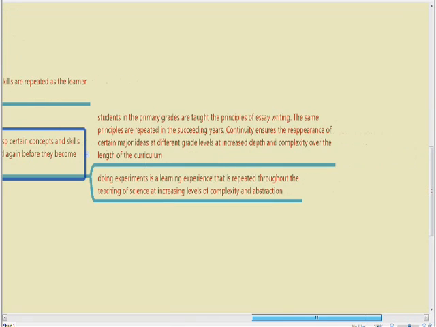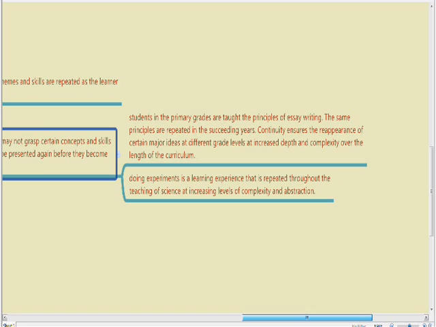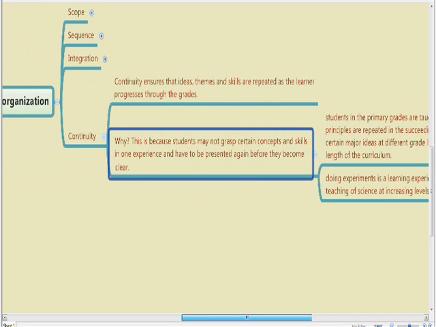Students in primary grades are taught the principles of essay writing. The same principles are repeated in succeeding years. Continuity ensures reappearance of certain major ideas of different grade levels and increased depth and complexity over the length. So this is what we just now covered in the spiraling notion of curriculum. Doing experiments, a learning experience that is repeated throughout the teaching of science, has increased the level of complexity and abstraction. So that's what I covered.